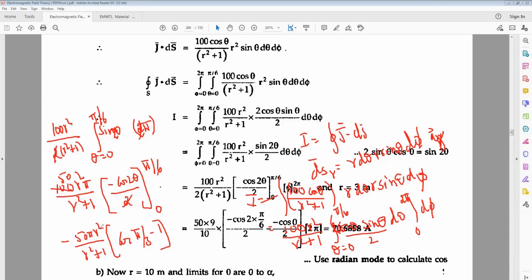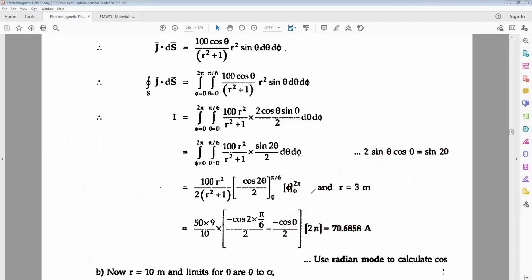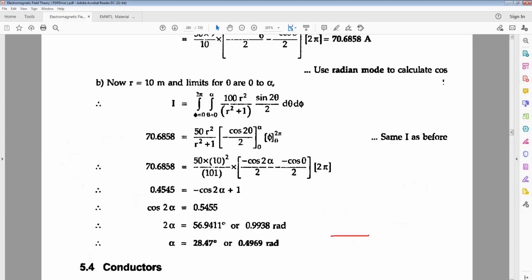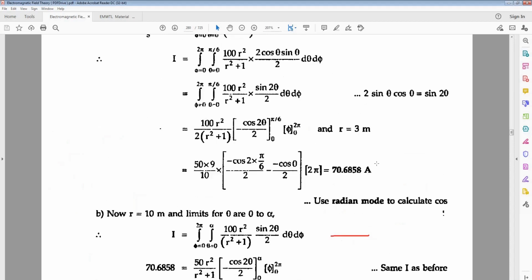And now we can simplify after substituting r as 3, squares and 9. We're substituting r is equal to 3 here and find the value of cos pi by 3, and then finally we'll get 70.6 amperes. Now r is equal to 3 we find; next, when r is equal to 10 meters.